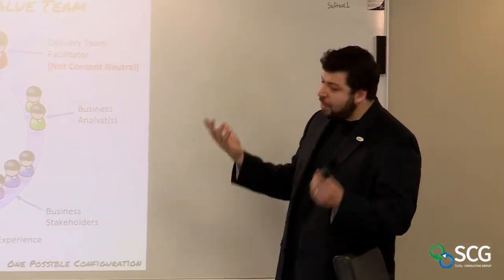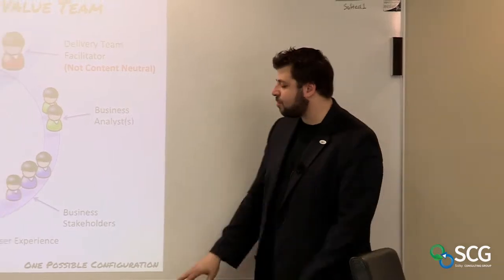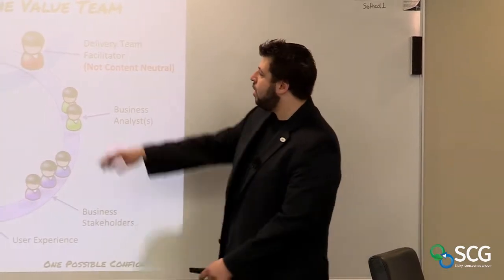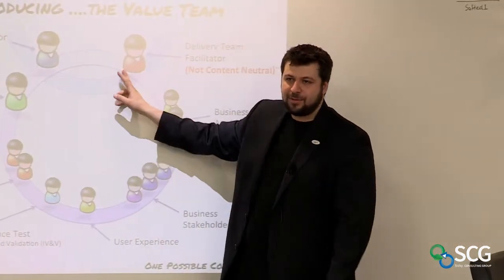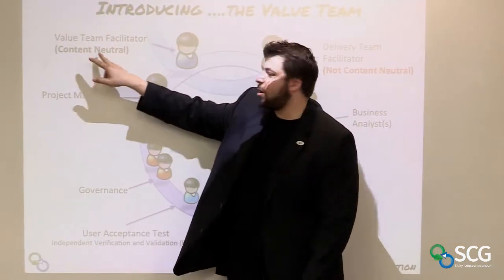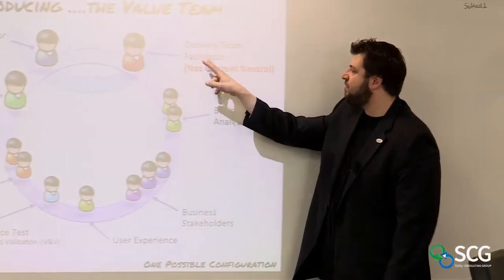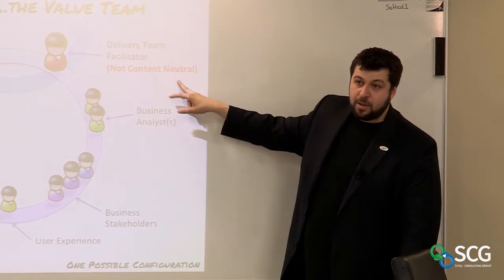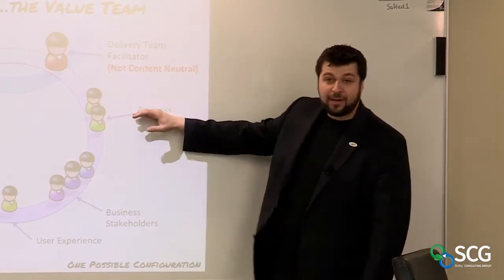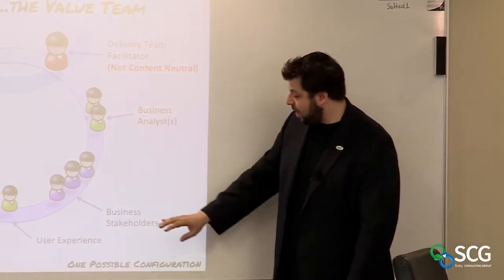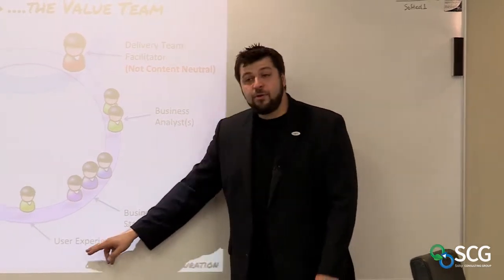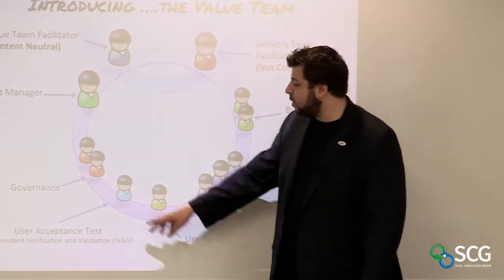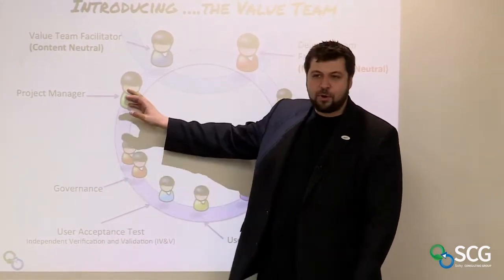So, who's on the value team? Here's a possible configuration. Doesn't have to be that way. Okay? But we know we have these two roles. We have the value team facilitator who's now content neutral. We have the delivery team facilitator who's now not content neutral, right? Provides content. We have our analysts. We have business stakeholders. We have user experience people. We have user acceptance test people, UAT. We have governance. We have our project manager.